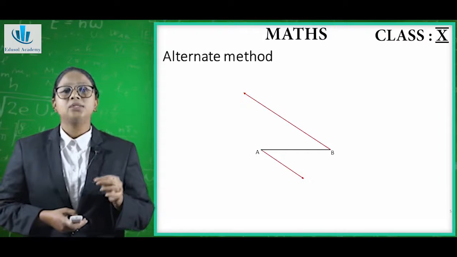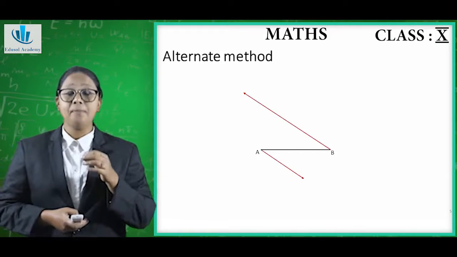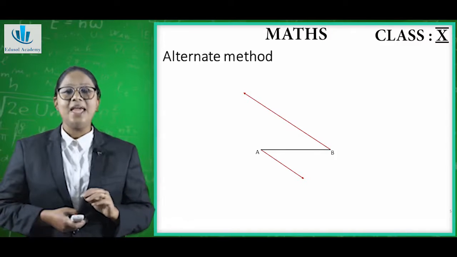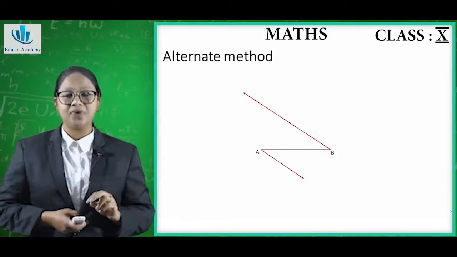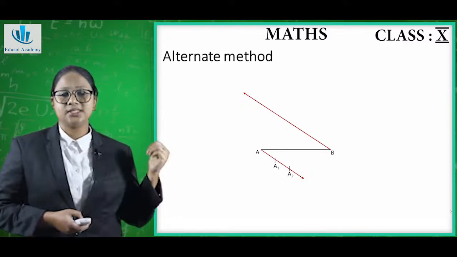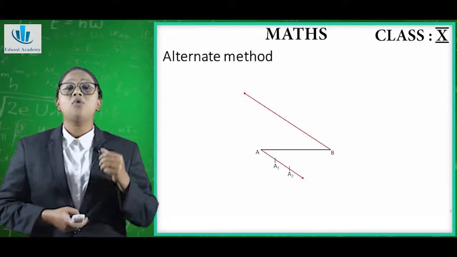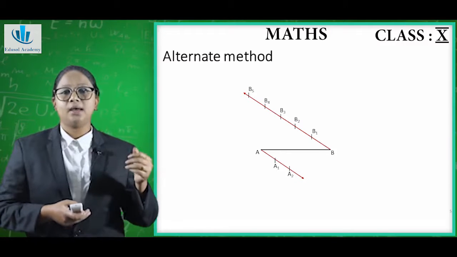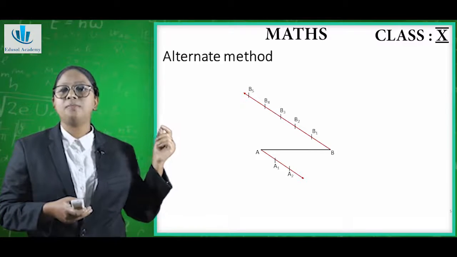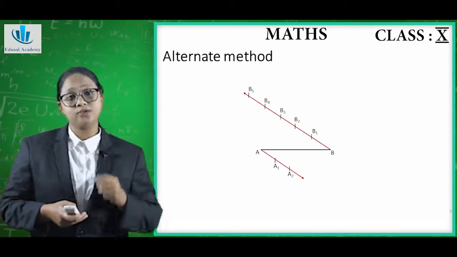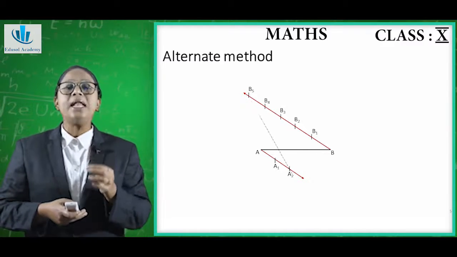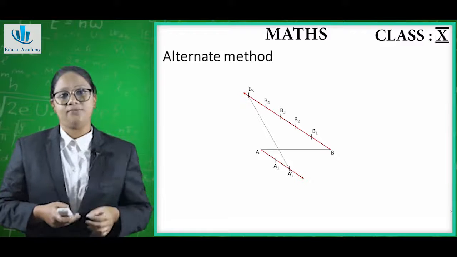From A, draw a line AX, and from B, draw another line BY as shown in the figure. Now we know that the ratio is 2:5, so take 2 divisions on AX, that is the line below, and take 5 divisions on BY, that is B1, B2, B3, B4, B5. Now all you have to do is, the ratio is 2:5, I am repeating it again. So join A2 to B5.